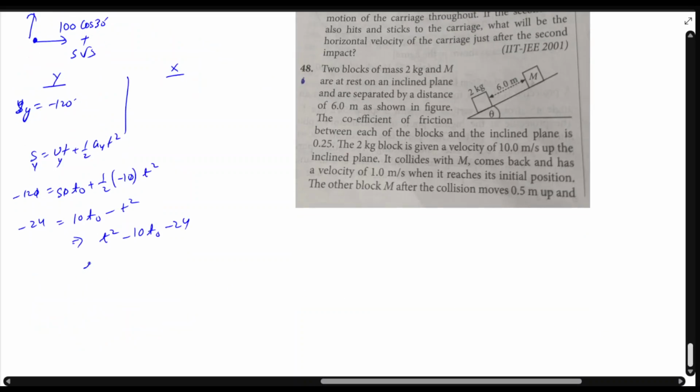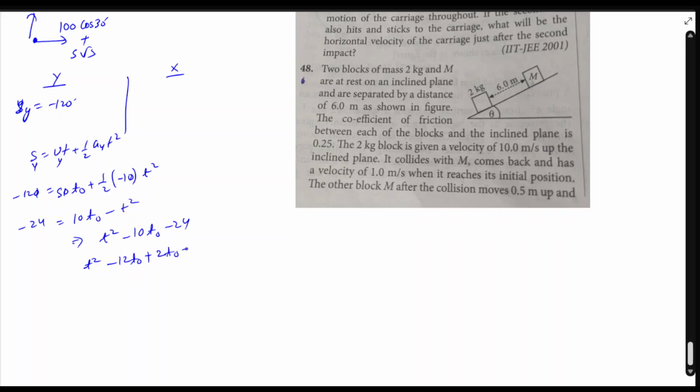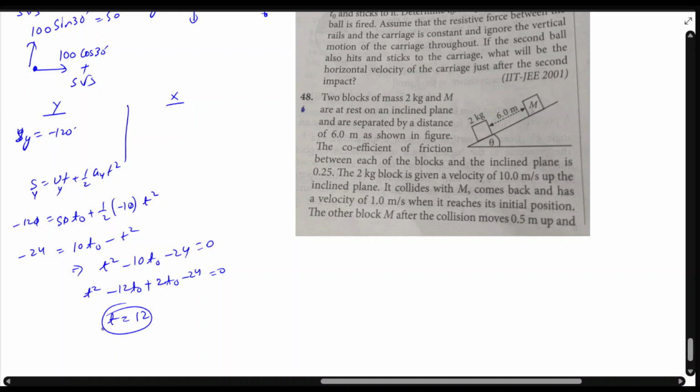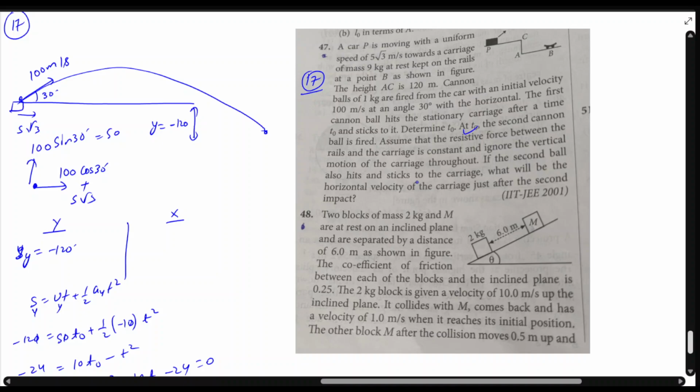Right? So we can say t square minus 12 t naught plus 2 t naught minus 24 equals 0. So from here we'll get t equal to 12. Okay. So t naught we get as 12. Right? So first part is over.